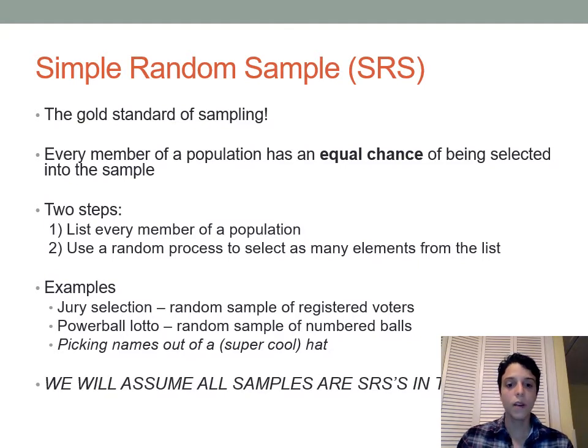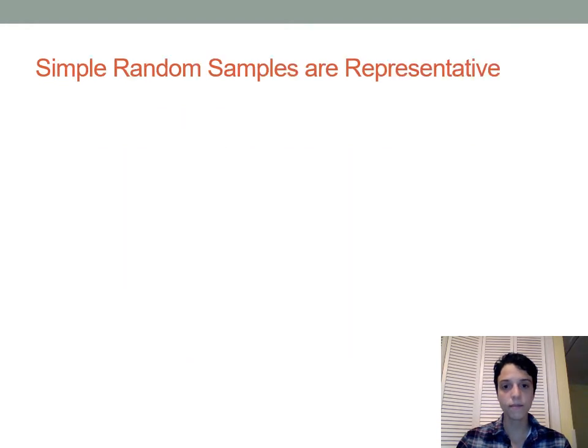And in this class, we're going to assume that all samples are simple random samples. In reality, this is very rarely the case. Simple random samples show up every once in a while, but for the purposes of what we're doing here, we're going to assume that any sample we talk about is a simple random sample. And as I said before, simple random samples are important because they're representative.